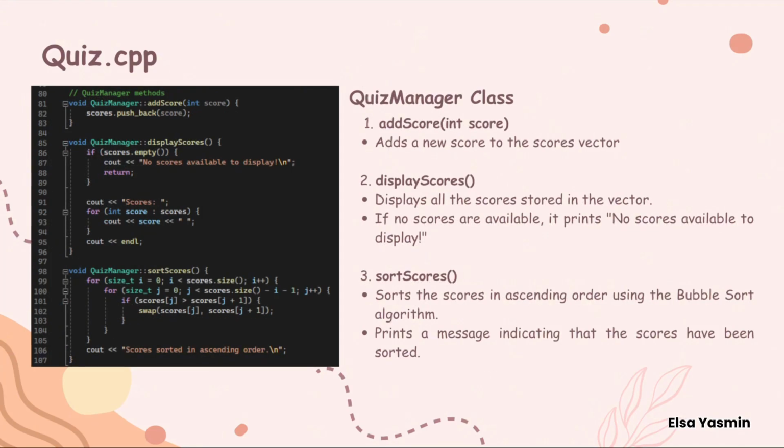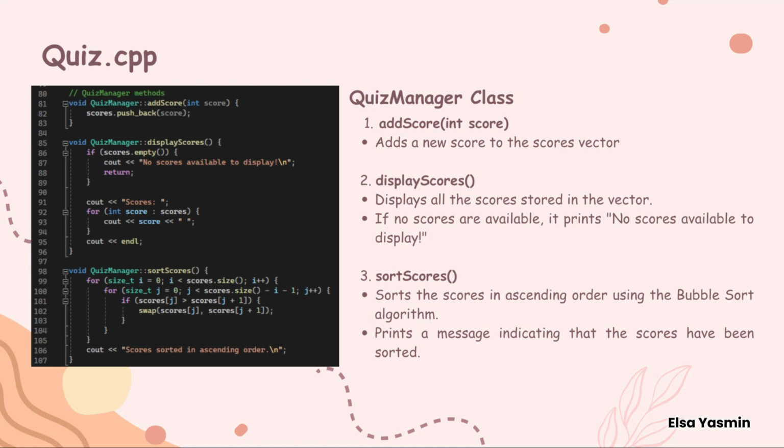As for the quiz manager class, first we have add score that adds a new score to the scores vector. Secondly, we have display scores, and it displays all the scores stored in the vector. If no scores are available, it prints "no scores available to display".